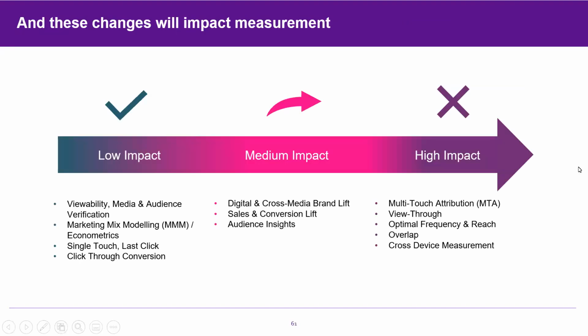So these changes will impact measurement. On the left, the lowest impact could be on viewability, MMM, single touch last click, or click-through conversion. The medium impact will be on digital and cross-media brand lift or sales and conversion lift and some audience insights. And the highest impact will be on multi-touch attribution, view-through, optimal frequency and reach, overlap, and cross-device measurement.